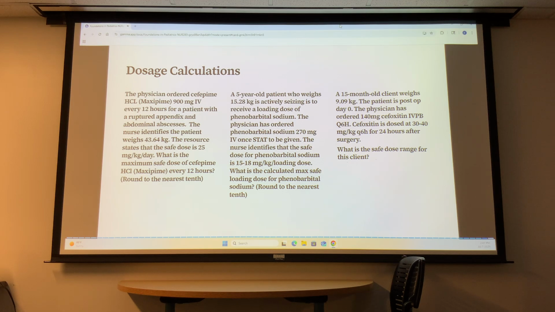This is what they're going to look like. So you're going to see that there's just 1 milligram per kilo per day, that there's a range, and it's going to ask for either the safe max or the min, or the next one, what is the safe dose range? Okay?